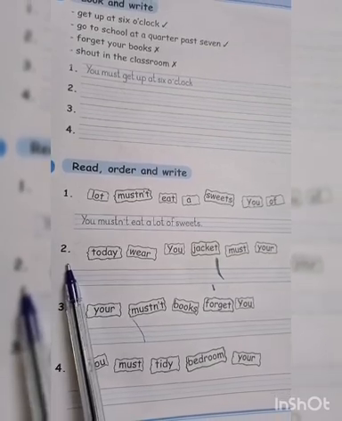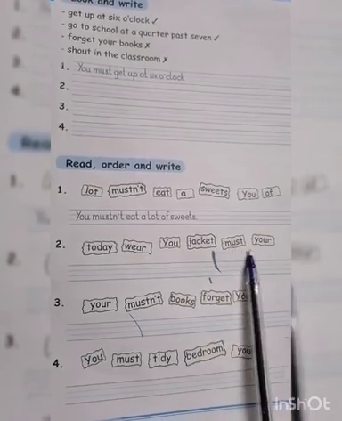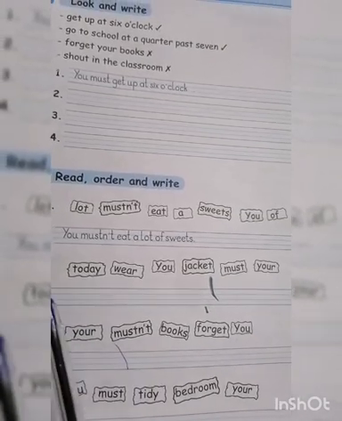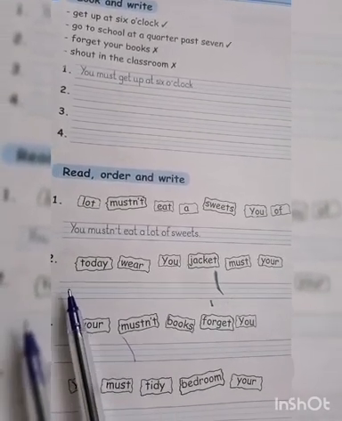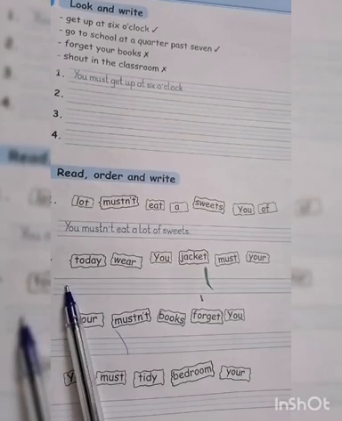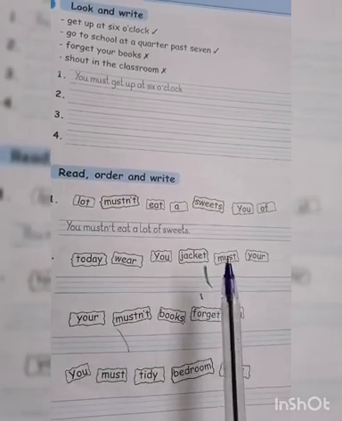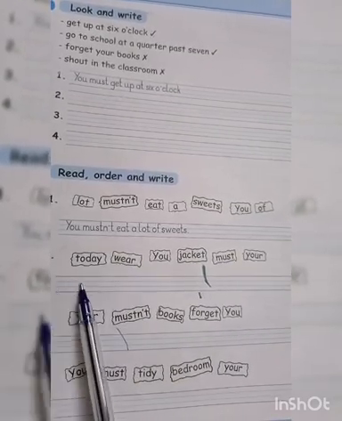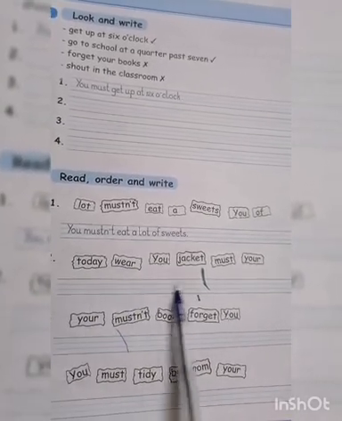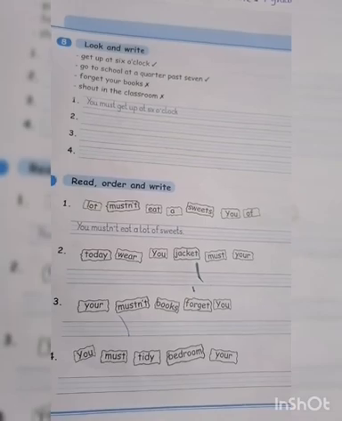Number 2, we have here today, wear, you, jacket, must, your. So, when we begin the sentence in English, we should write the subject at the beginning. You, then the modal, must, then the verb wear. You must wear your jacket today. This is the full answer and the correct order of this sentence.